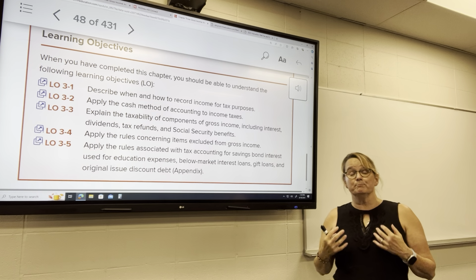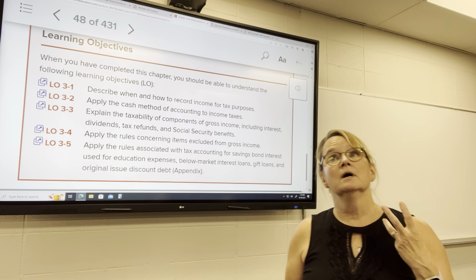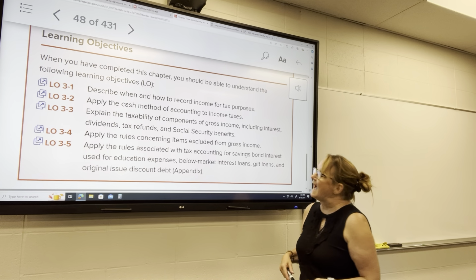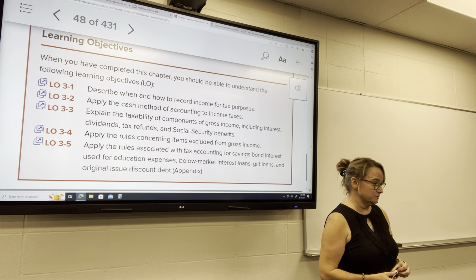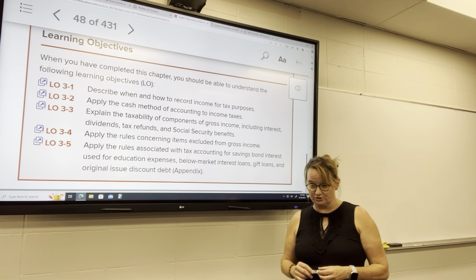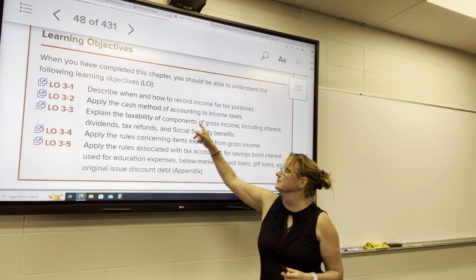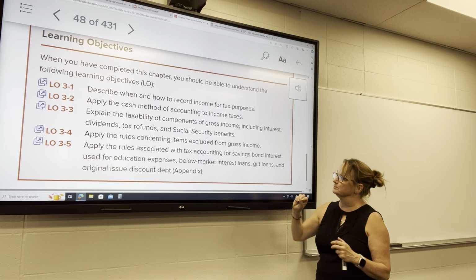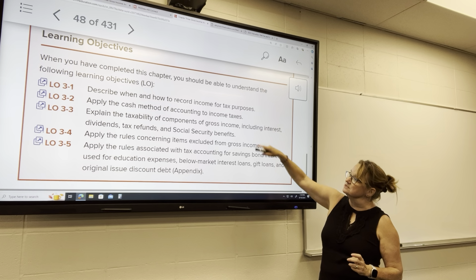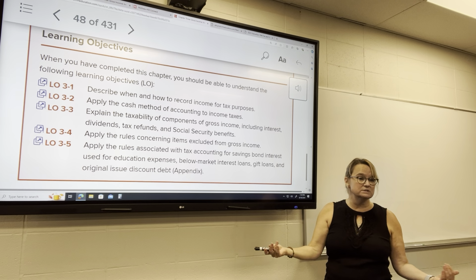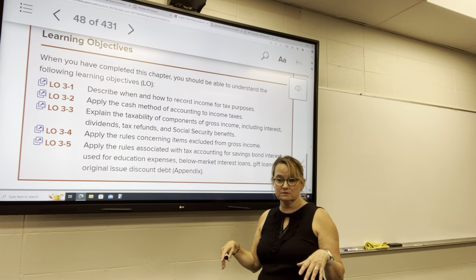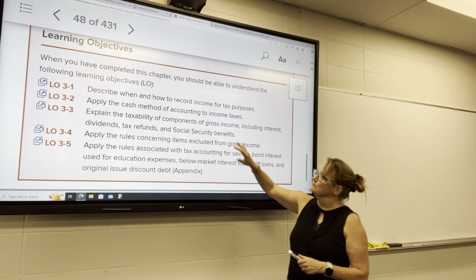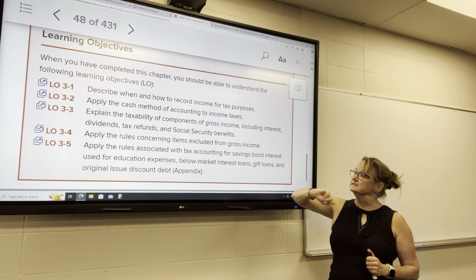All right, so before we talk about different types of income, we have to determine first off how it's recorded for tax purposes. Okay, it's a little bit different from financial accounting and what you've learned in financial accounting. So we're going to talk about the rules for how and when we record income for income tax purposes. And that relates to the cash method of accounting, which is what we use in tax. We don't use that in financial, usually. There's some exceptions, but we use a different form of accounting in tax.